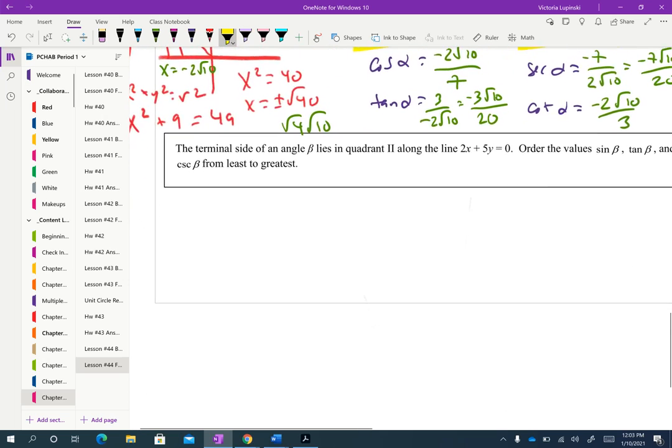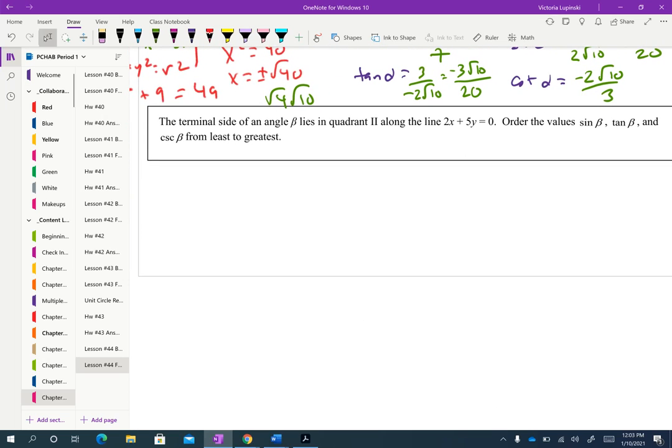Finally, as hard as it gets is something like this final one here. So the terminal side of an angle, and that B is called a beta. Again, another common variable when it comes to trig. It lies in quadrant 2. So look at that bonus, they told you where it is. And it has to be along the line 2x plus 5y equals 0. You're going to be asked to order the values, the sine, the tangent, and the cosecant from least to greatest.